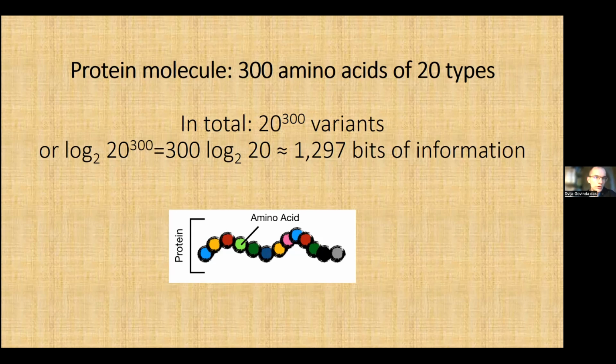Correspondingly, here we have 20 to the power 300, a huge number. But if we take the binary logarithm, we obtain about 1,297 bits of information, let's say 1,300. About 1,300 bits of information are necessary to represent a protein molecule inside the Escherichia coli cell.